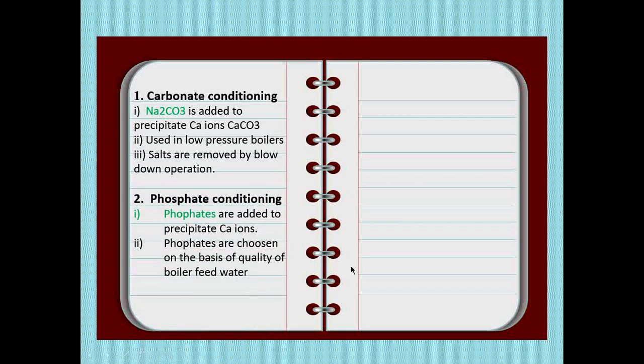Second one is phosphate conditioning. Here phosphates are added to precipitate the calcium ion. Now see, as per the condition of water or the pressure used in a boiler, different types of conditioning we can use. Phosphates are chosen on the basis of the quality of boiler feed water.